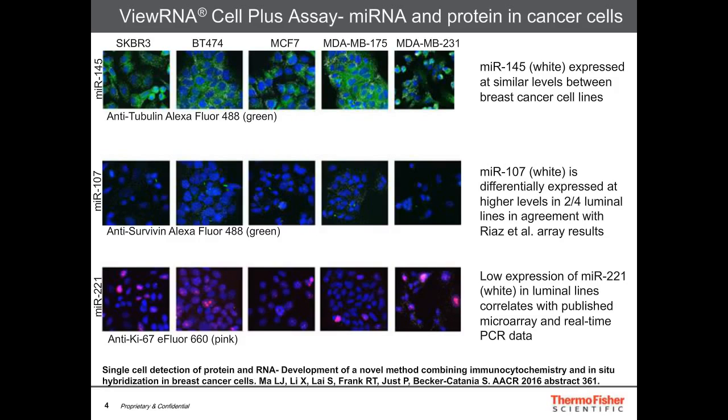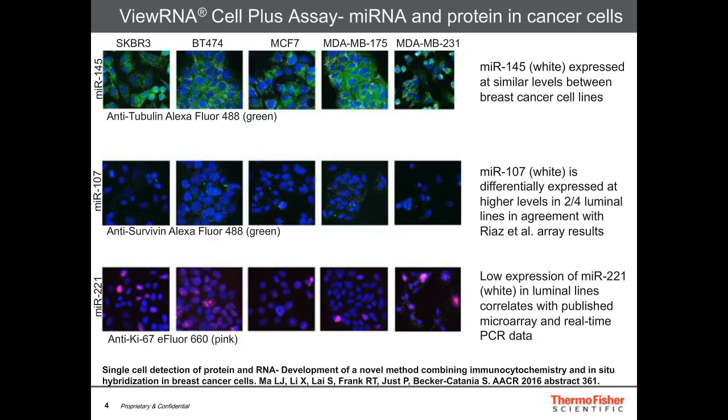The bottom row of images shows a look at miR221, and this is shown in white as well, and an antibody to Ki67, which is shown in pink. And again, this is using a directly conjugated antibody in the assay. And we see, well, actually low expression in the BT474 and the MDA-MB175 lines. It's very difficult to detect here. It's actually fewer than 5 copies per cell.